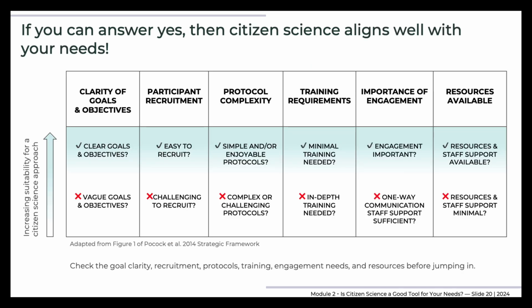So, if your project has clear goals, if you have an easy-to-implement recruitment strategy, if high-quality data can be collected with easy and enjoyable protocols, if your training investment is aligned with your data and volunteer needs, if public engagement is important, and if you have sufficient staff and resources, then your needs should align with a citizen science approach.